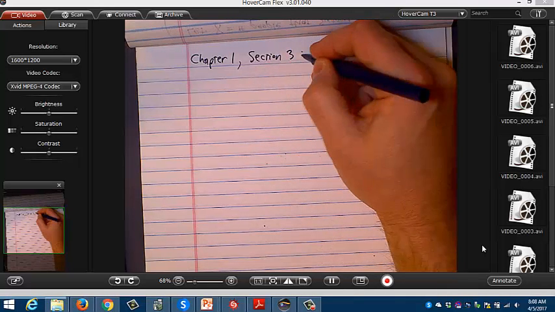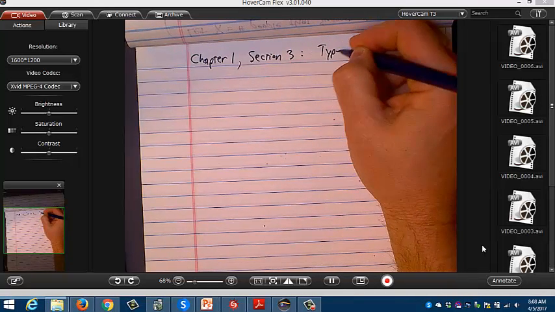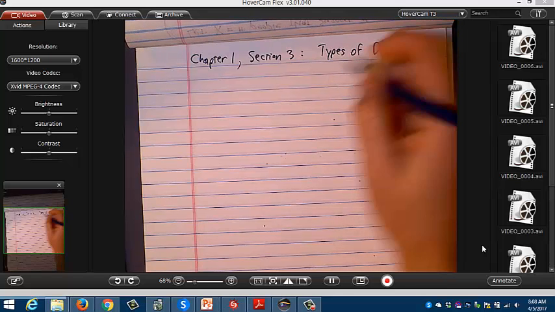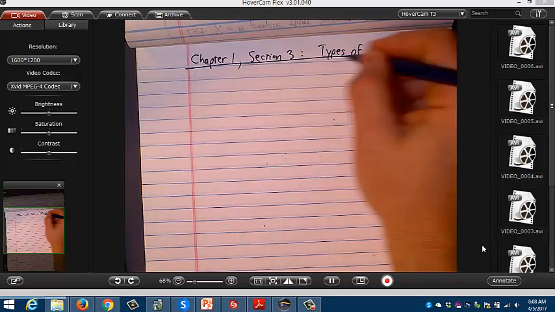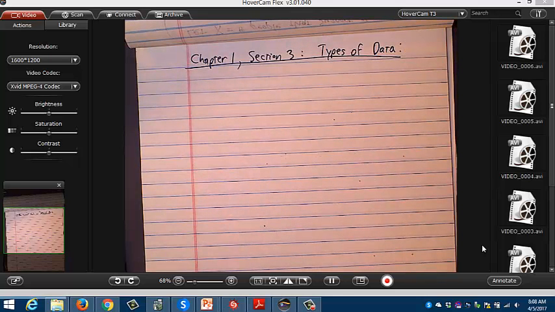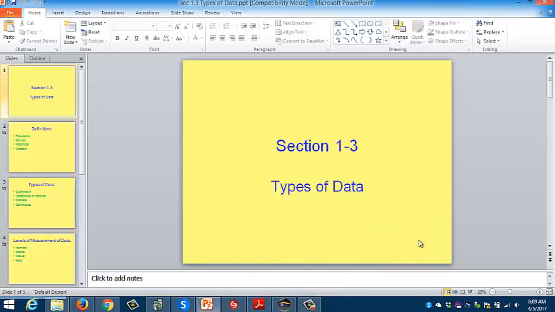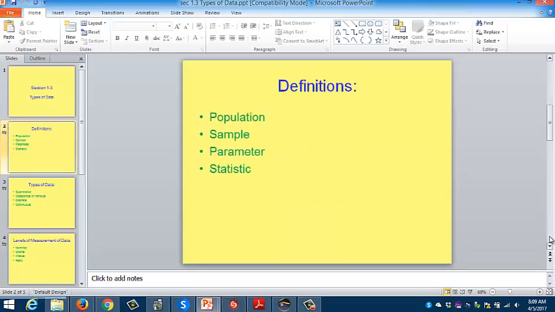And so we're studying types of data. Okay. So we'll punch that up here and get this going. When we start talking about types of data, here's some definitions I want to make sure we understand.